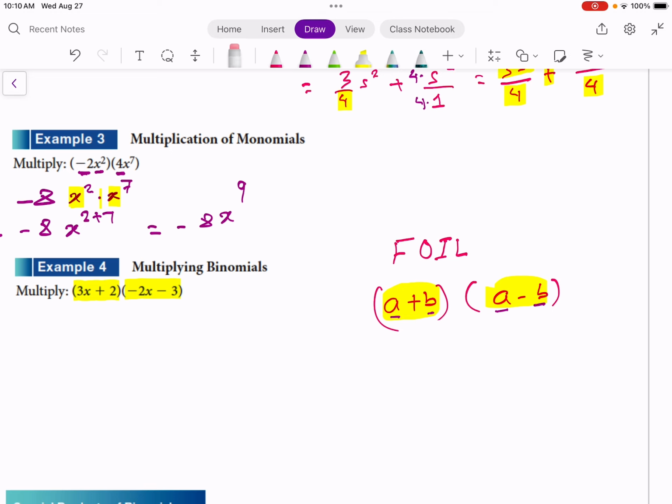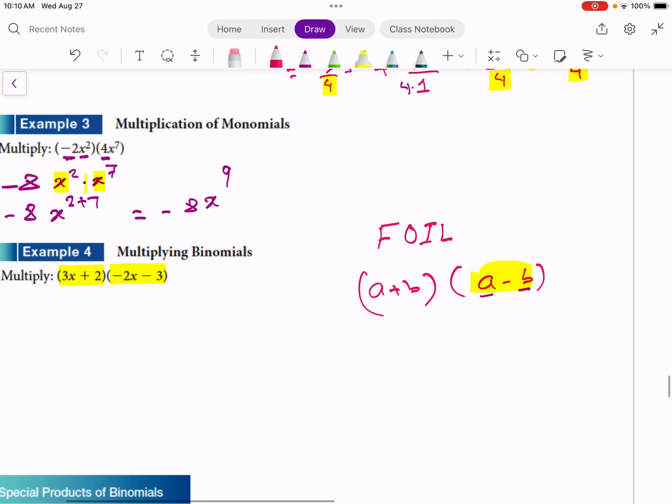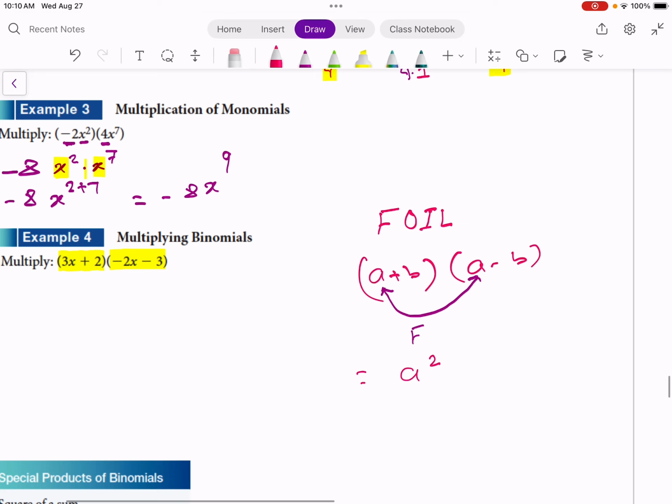When you are multiplying a binomial by a binomial, we can use the FOIL method. This FOIL is used only for multiplying a binomial and a binomial. Now what is it? According to this method, FOIL, at first we multiply the first term of each polynomial. So a is the first term and a is the first term. So this is F. So a times a is a square. You multiply the first terms.